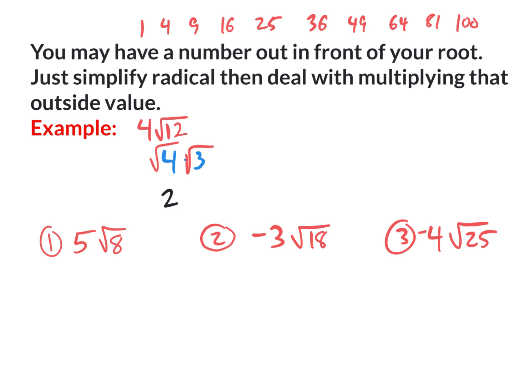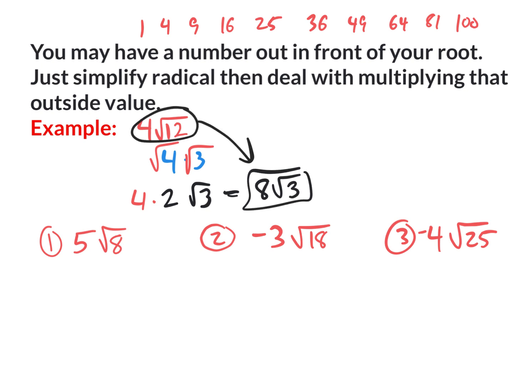What about that square root of 3 over here? It just comes down at the very end. So we have simplified the square root of 12, but what about that 4 that's in front? That's really saying 4 times. So I need to bring down that 4 times. And we could now multiply the number 4 with the number 2. And what about that square root of 3? Just leave it there. So 4 times 2 is 8. So your final answer is 8 square root of 3. So 4 square root of 12 simplifies down to 8 square root of 3.